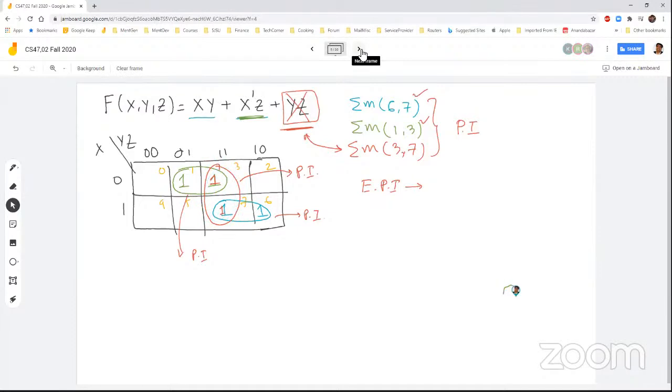My essential prime implicant list becomes sigma m 1, 3 and sigma m 6, 7. Carter, does that make sense? Yeah, that makes sense. Thank you. All right. Any other questions from anybody?